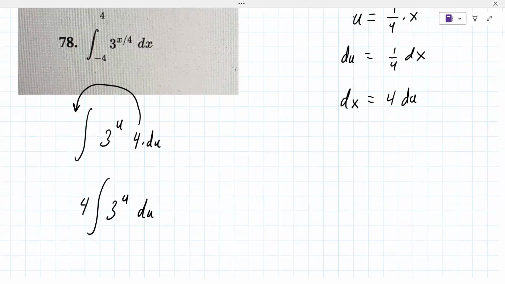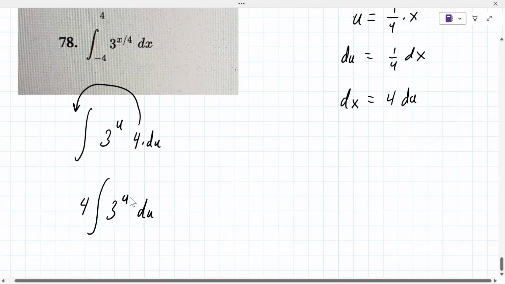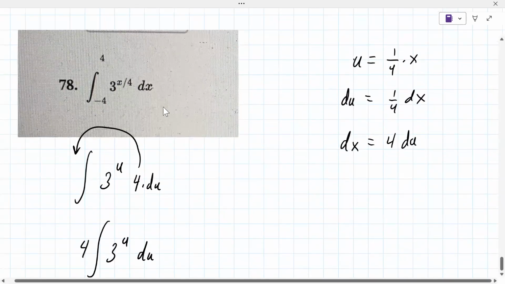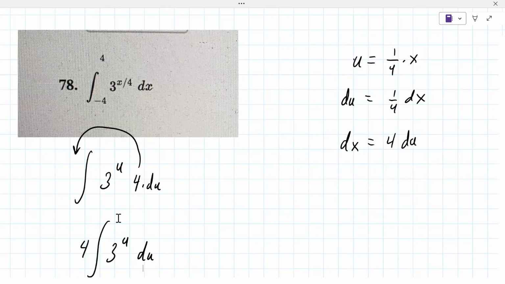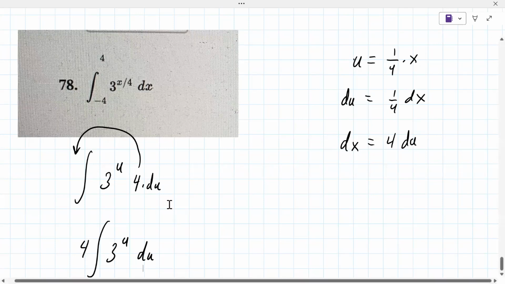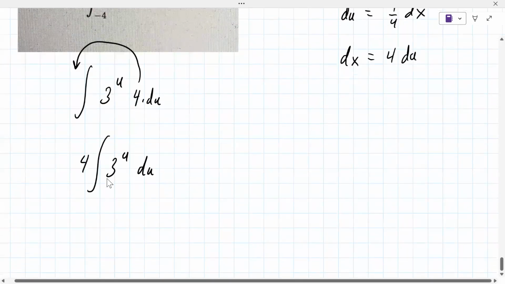Now the question is, are you going to integrate with respect to u and evaluate with respect to u like we did yesterday? Are you going to put the bounds into this right here? That's your choice, because if you do, then you can just integrate with respect to u and you're done. If you don't, you have to go back to x and evaluate that way. Is that okay? Yep. All right.